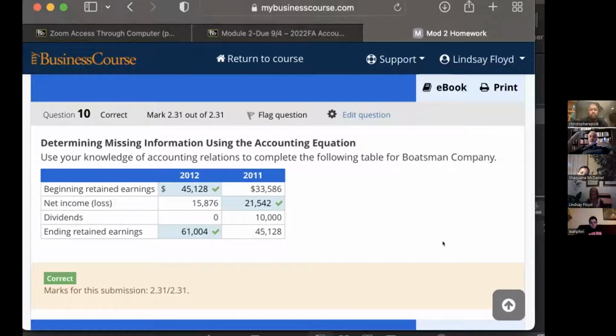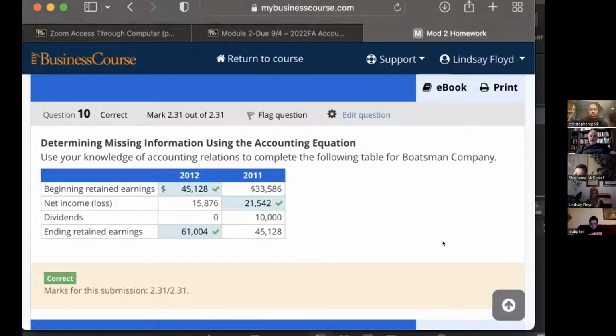Same thing on a cash flow statement. My ending cash better match my balance sheet, my beginning cash. That's going to be the statement of cash flows matching cash on the balance sheet. So this 45,128 is now in the beginning retained earnings. Is that a problem? Does that make sense?